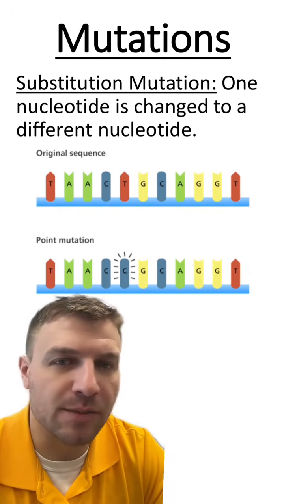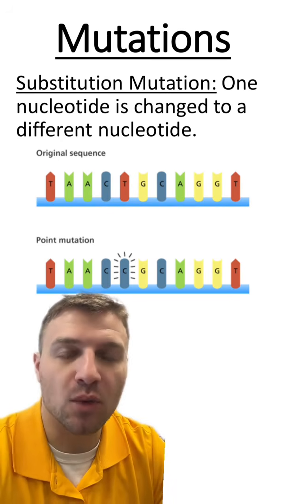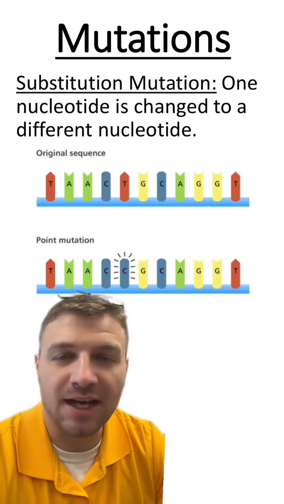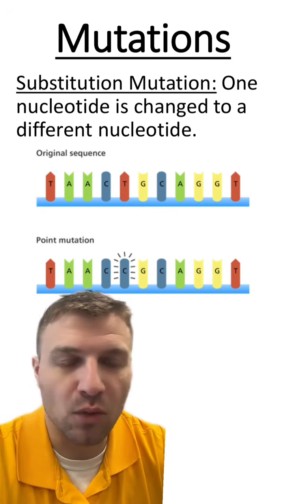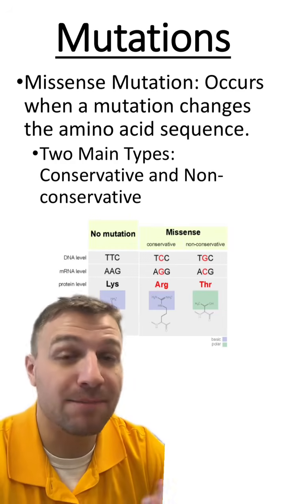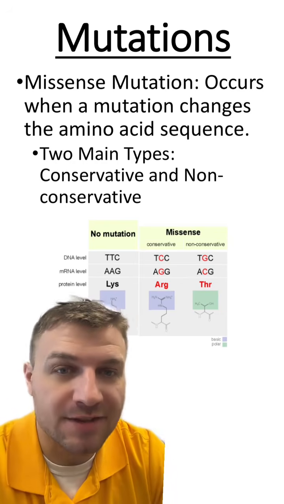Our first type of point mutation is a substitution mutation. And just like the name implies, this is when one nucleotide is changed to a different nucleotide. Now, there are many different types and causes of these substitution mutations. But again, they're just when one nucleotide changes to another. A type of these substitution mutations would be like a missense mutation. This is when the mutation causes the amino acid to change.